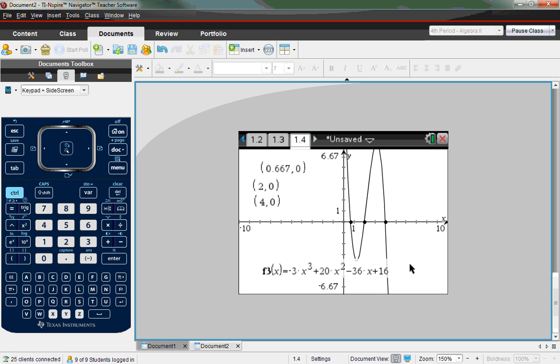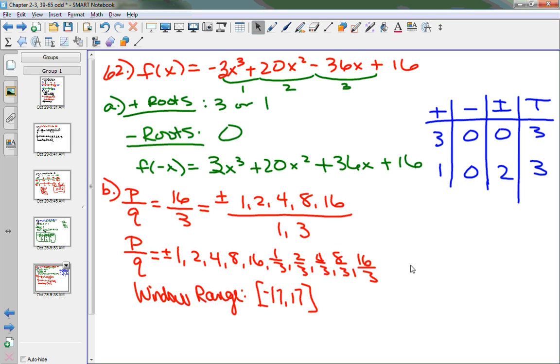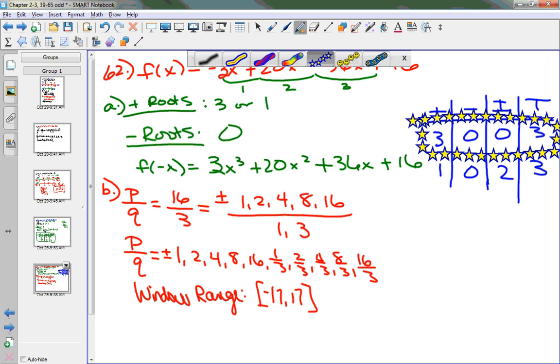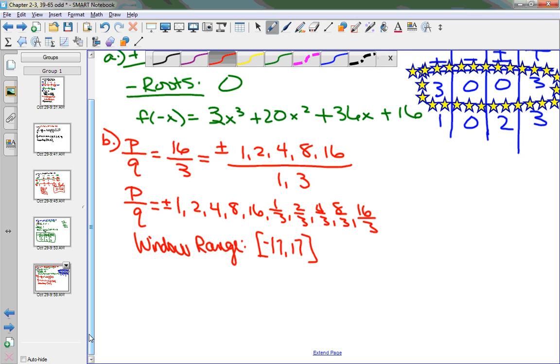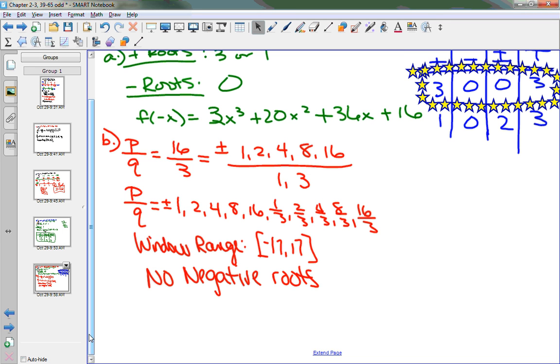Think about your Descartes. Descartes said you had to have 3 positive or 1 positive, correct? Well, what do you notice here? 3 positives. They're all 3 positives. So if I go back over here, that tells me that my only possible answers is this right here. Do we understand that? It cannot be the 1, 0, 2, and 3. It's not possible. That tells me I have no imaginary roots. That also tells me that the ones that I can eliminate out of my P over Q is there are no negative roots. Do we see that? There are no negative roots.